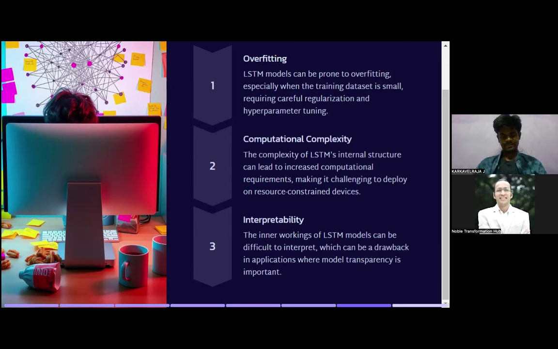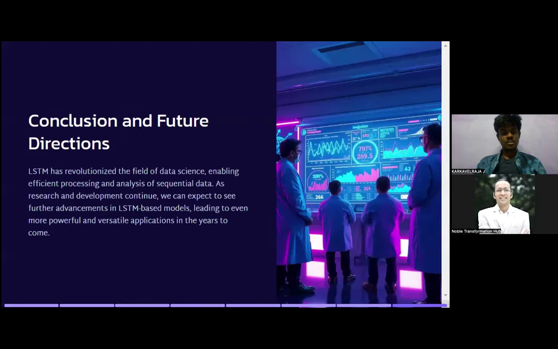Yeah. Let's move to the other section. Yeah, sure, sir. Let's move on. Okay, let's see what we have last. Let us see the conclusion and future directions we have.